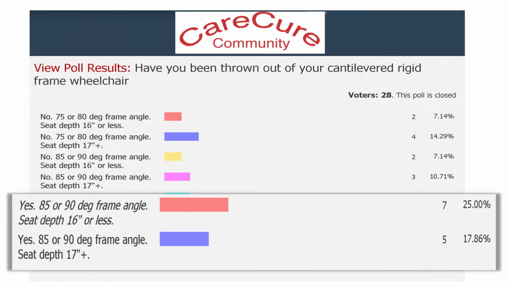So this is not evidence-based practice. This was a poll I posted on Care Community a few years back. Who's been thrown out of your cantilever frame wheelchair due to an endo? Surprisingly, there was a fair number of people that responded, and where they responded was usually when the frame angle was 16 inches or less in seat depth, and the frame angle was 85 or less, 85 or 90. And I phrased this question the way I did for a reason.